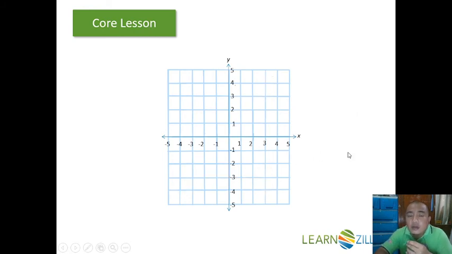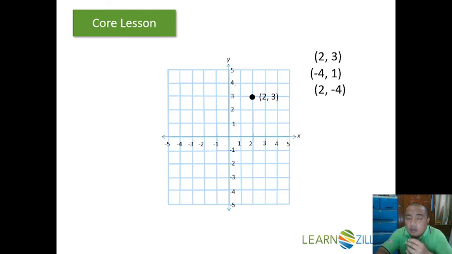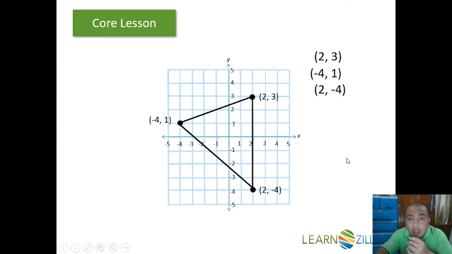How about this? 2, 3, negative 4, 1, 2, negative 4. Okay, we have here 2, 3, negative 4, 1, and 2, negative 4. And if you connect the 3 points, you come up with a triangle.